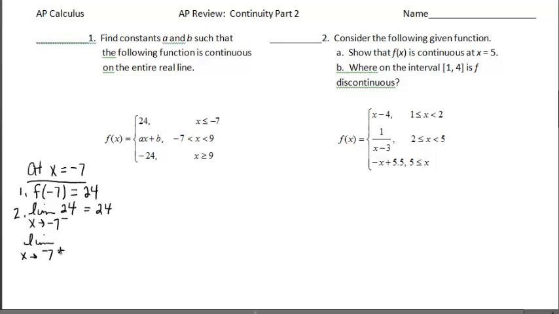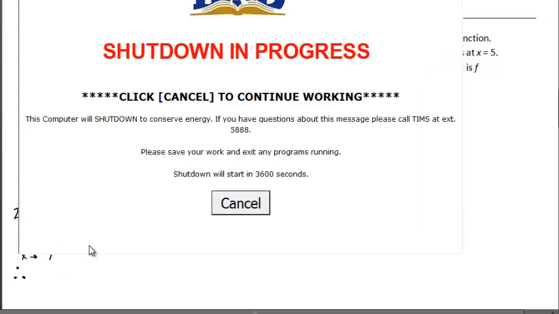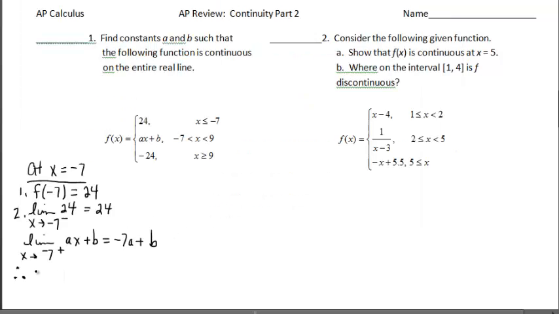Okay, let me look at the right-hand limit. As x approaches -7 from the right, a number bigger than -7 means this inequality of ax plus b. I'm going to insert -7 for x. So I'm going to have a right-hand limit of -7a plus b. Okay, so therefore, for the limit to exist, the left-hand limit 24 must equal the right-hand limit -7a plus b.